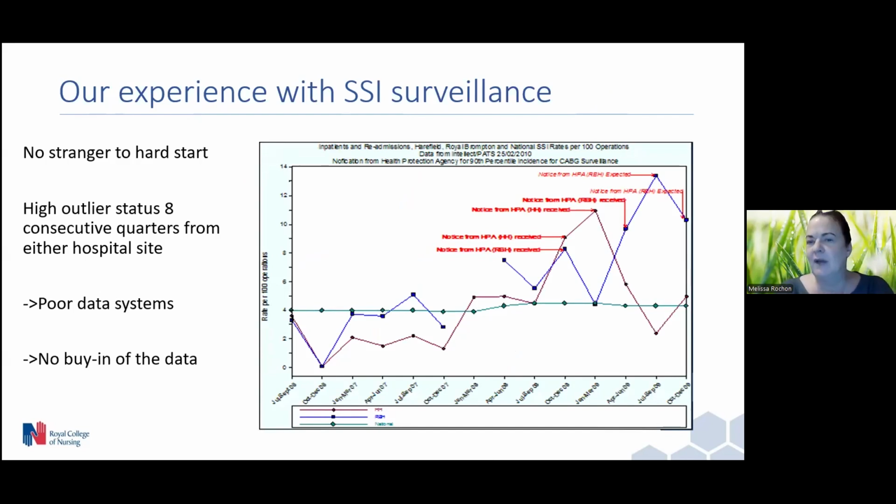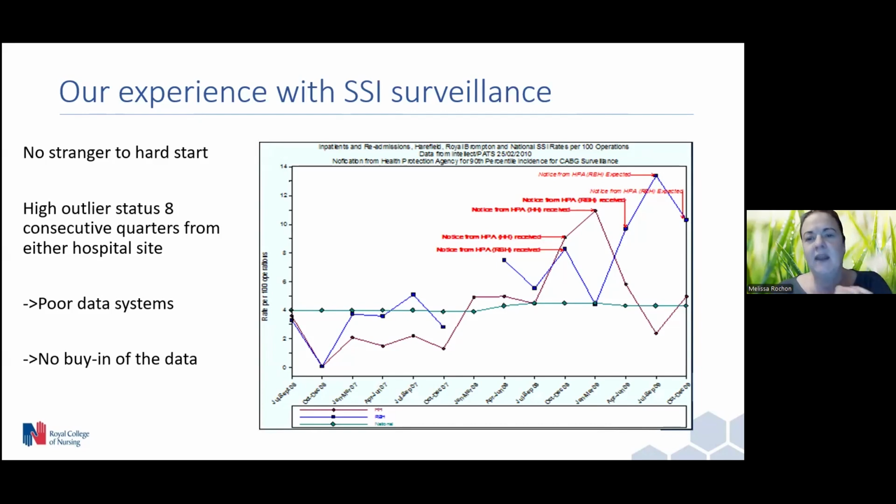So I mentioned that we were reporting high rates, and I'm sorry about the quality of this older graph, but you don't need to really read it. It's just more wherever there's the red writing, it's notification of high outlier status. And I mentioned high outlier status before, but it just means that you're within the 10th percentile nationally, like the highest rates nationally, or top 10% of rates nationally.